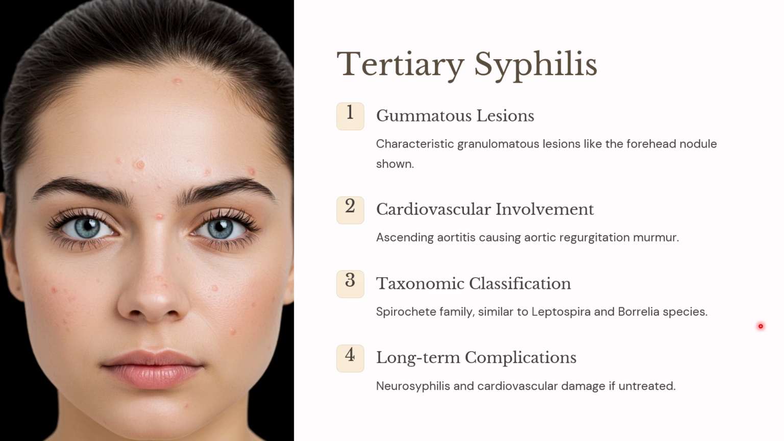The most likely causal organism bears taxonomy most similar to which of the following? With the above findings, you should be able to find out that it is a spirochete, and the reason is syphilis. What are the other spirochetes? Other spirochetes are Leptospira as well as Borrelia. So now you have to choose either Leptospira or Borrelia. Borrelia burgdorferi causes Lyme disease, while Borrelia recurrentis causes relapsing fever. Tertiary syphilis can cause ascending aortitis, which is what I told you, and the murmur is an aortic regurgitation murmur.